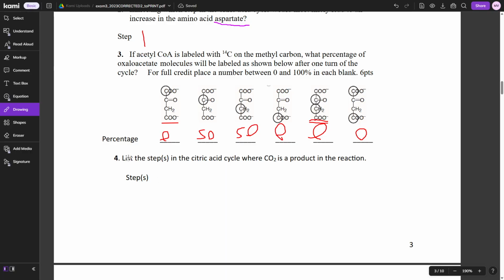If we move on here, this is just a classic, do you know what happens in the reaction? How many steps make CO2 in the citric acid cycle? Which steps are they? 3 and 4. Isocitrate dehydrogenase and alpha-ketoglutarate dehydrogenase. So steps 3 and 4.